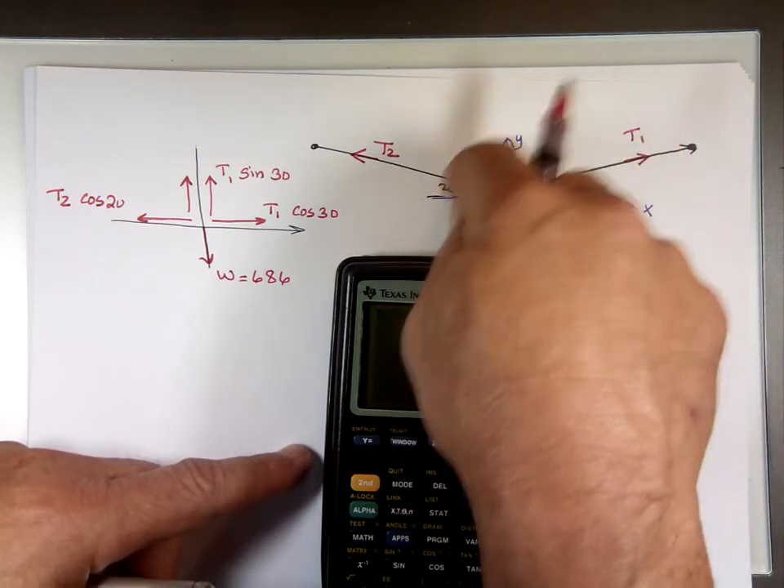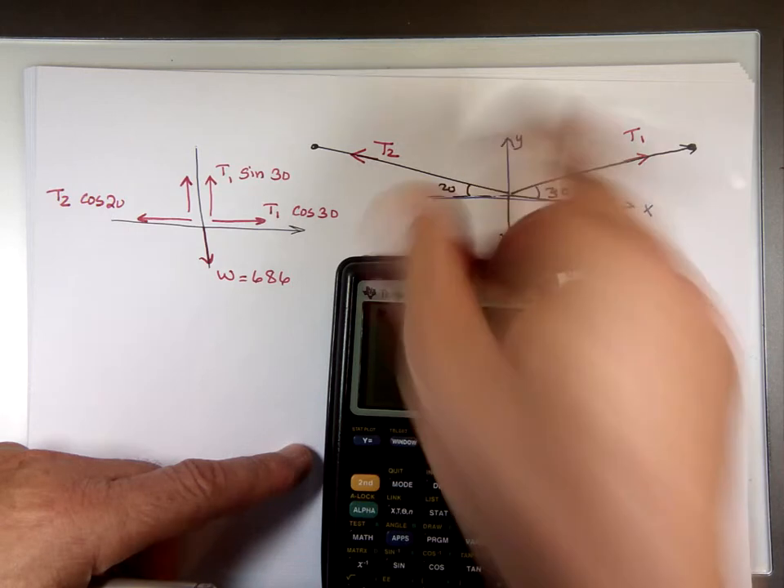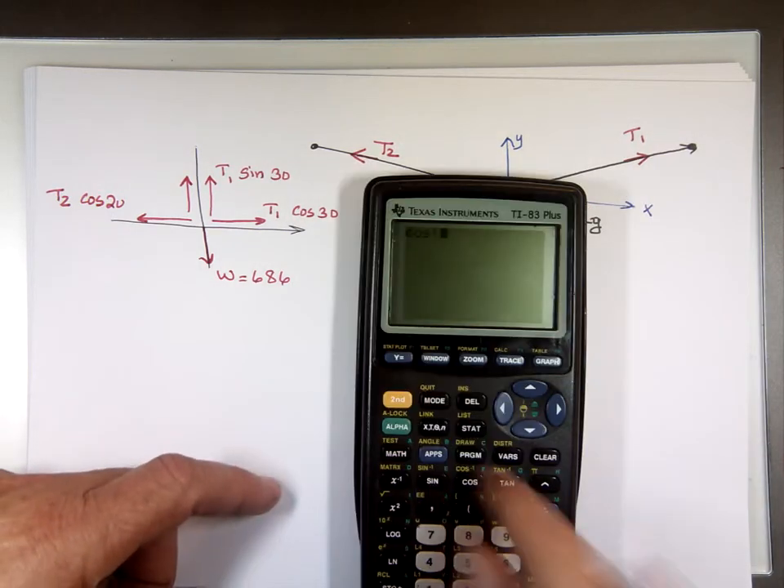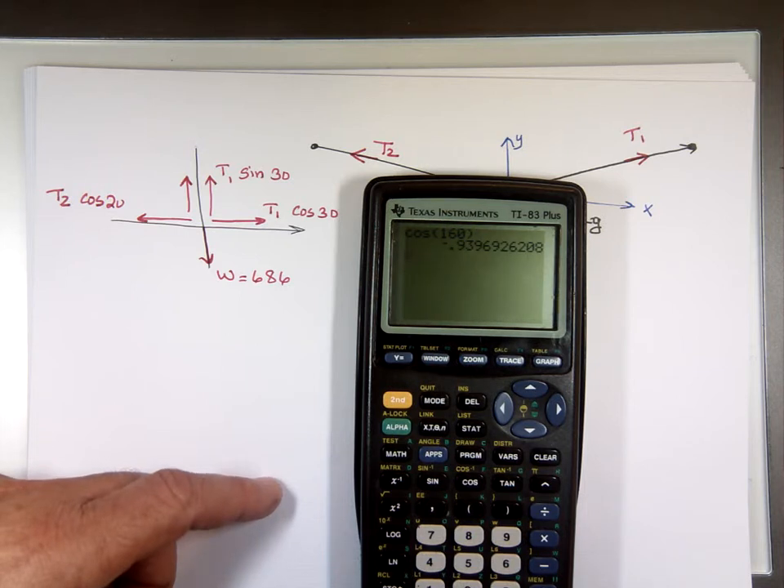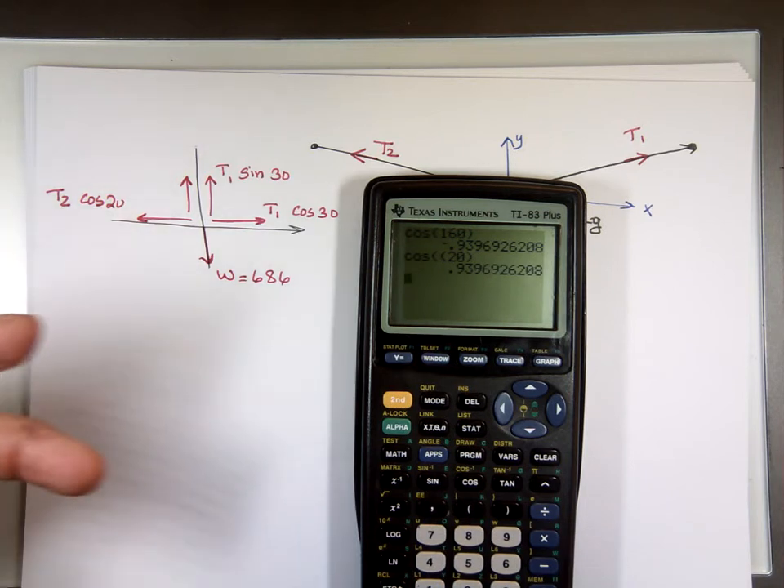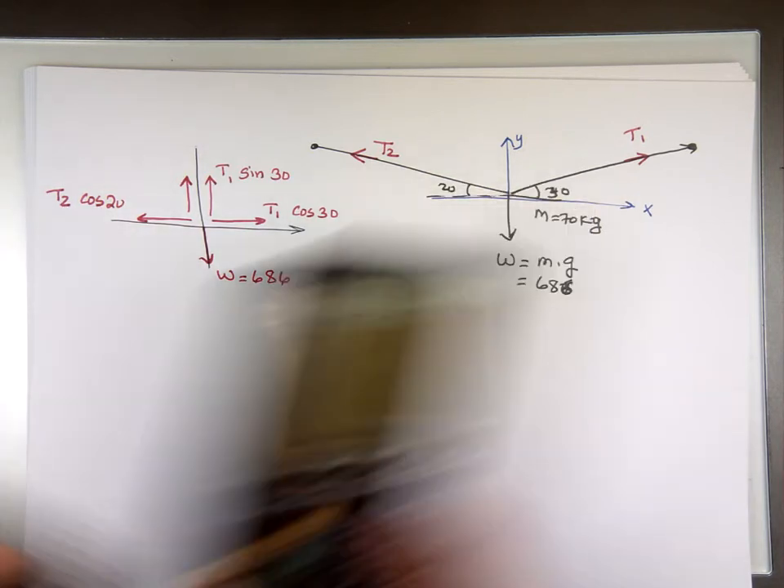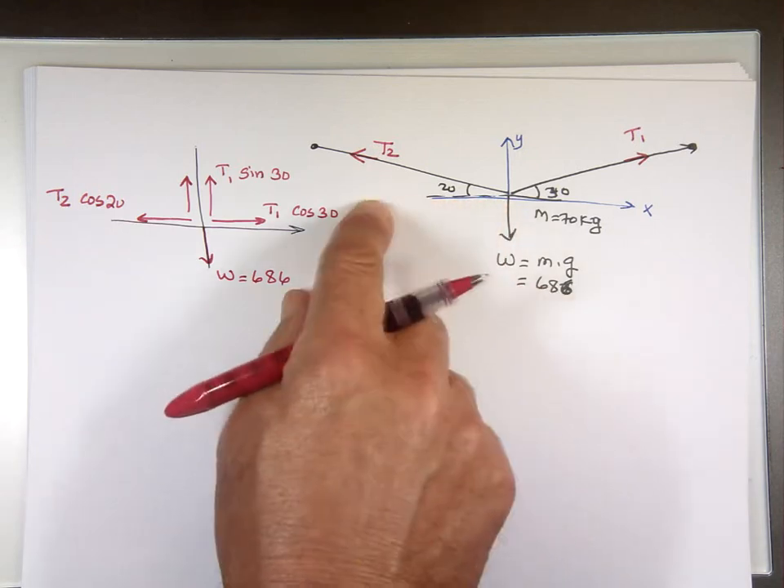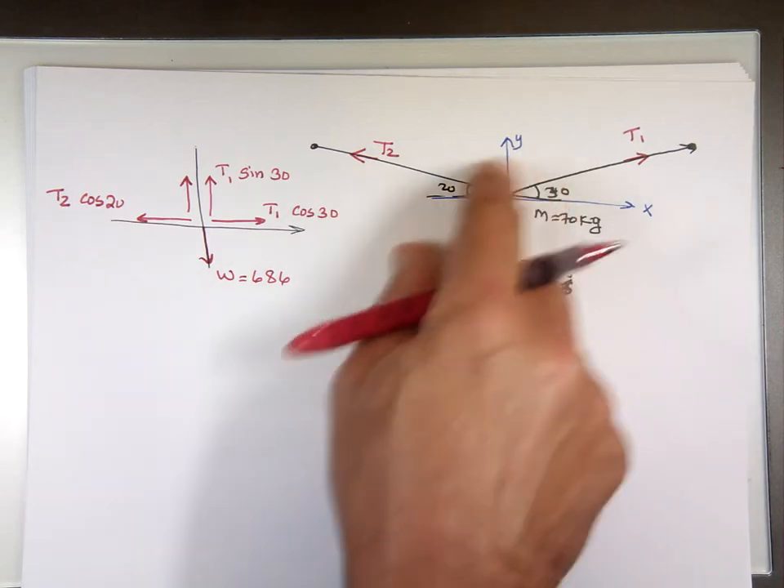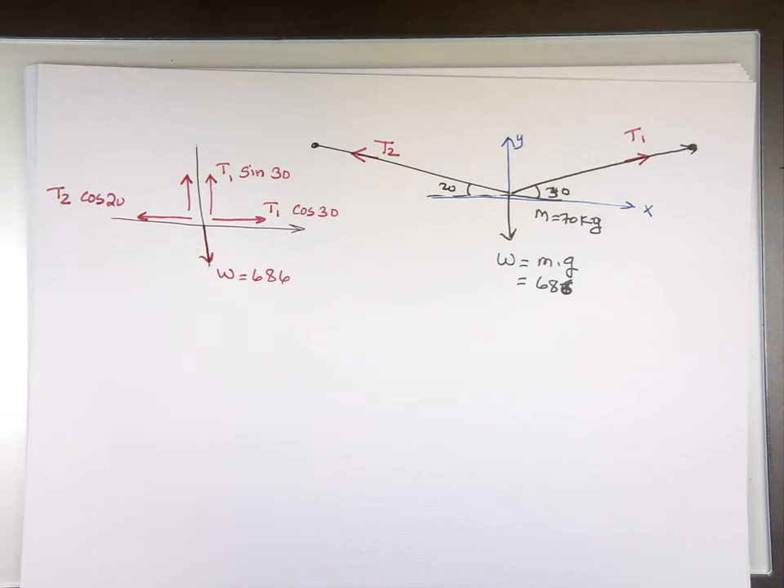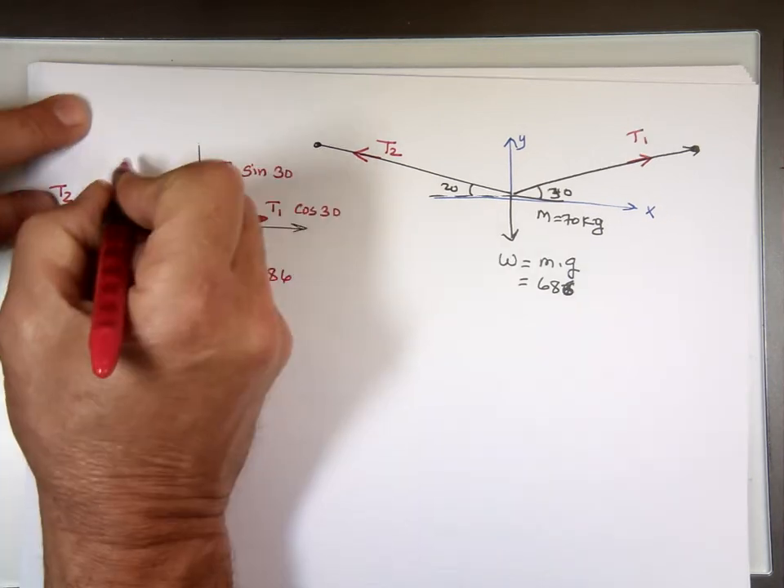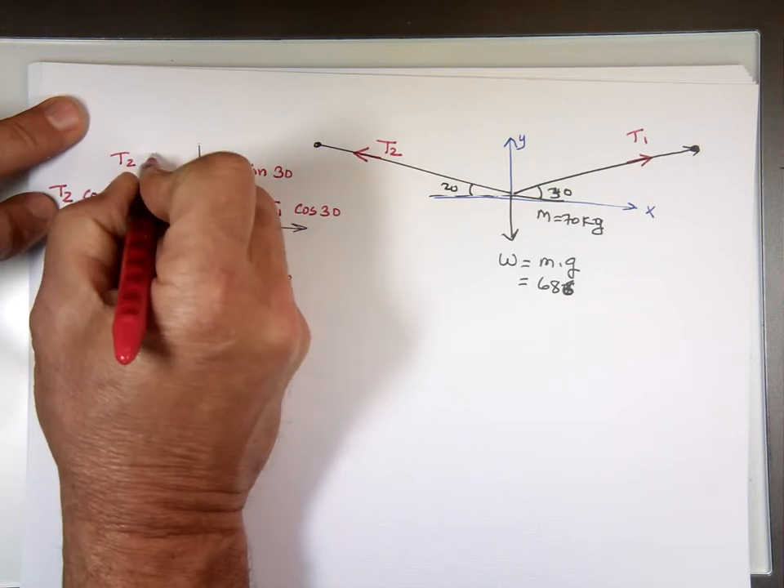180 minus 20, which is what? 160. Watch cosine of 160 and cosine of 20. Are they the same value? They are the same value, except one of them is negative. Number-wise, the same thing. So that's why I use the 20, because I know it's going to be in this direction. If I use the 160, it's going to tell me it's negative, which tells me in that direction. And in this direction is what? T2 sine 20.